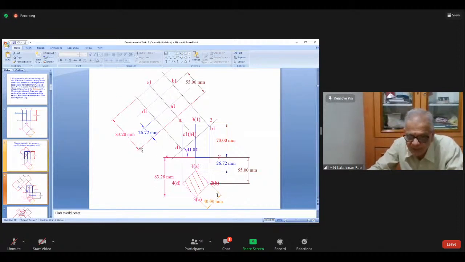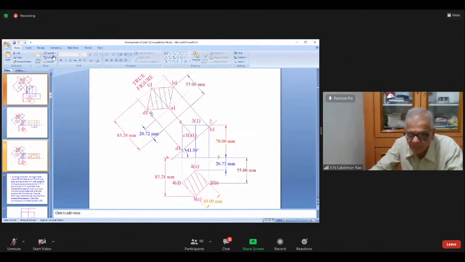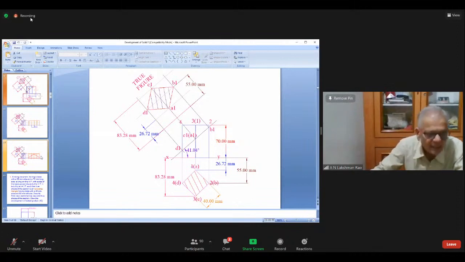Now, the new reference line is this. Draw a new reference line. Here, you draw perpendiculars from D1, this center point, and B1. Draw all lines. Now, join A1, B1, C1, D1. It becomes a rhombus. Now, this is the true figure. This is the true figure that you are supposed to get.